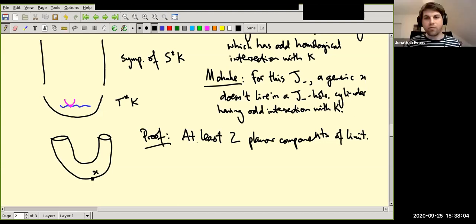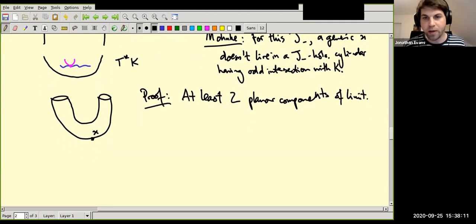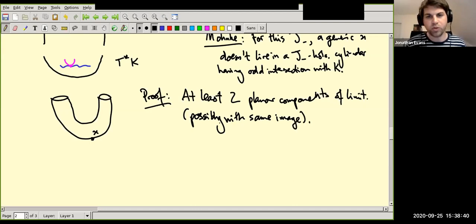I say at least two. It could be that these two have the same geometric image, so they could be two planes mapping to the same thing. But there have to be at least two, basically for Euler characteristic reasons, because we're stretching a sphere that has Euler characteristic 2. In the limit, we have a bunch of punctured curves, all of which have at least one puncture, so they have an Euler characteristic at most 1. So you need at least 2 with Euler characteristic 1. And actually, the more punctures you have, the more planar components you're going to need in the limit to cap those off. So they could possibly have the same image. But we'll see that doesn't actually happen in the end.